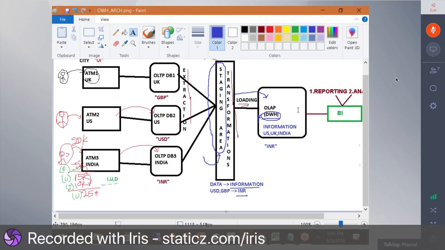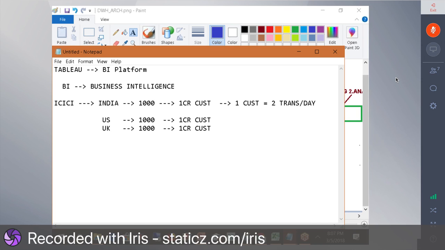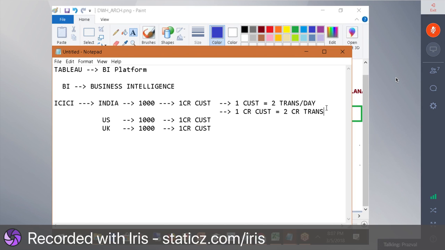Here, can they do that directly? They can't. Why can't they do it directly? Let's assume they have 1 crore customers in India. On average, one customer is doing 2 transactions per day. That's the bare minimum. What about 1 crore customers? 1 crore customers will do 2 crore transactions per day. And what about per month?